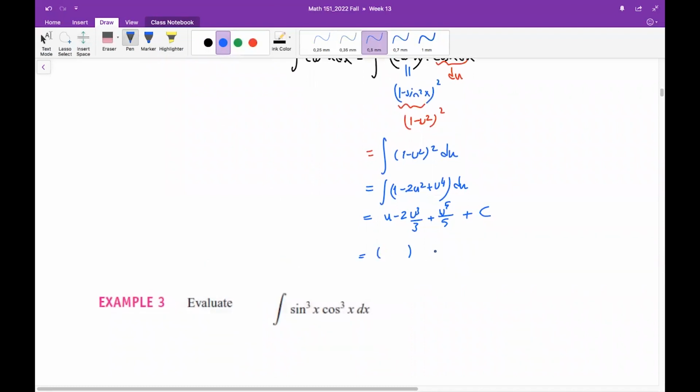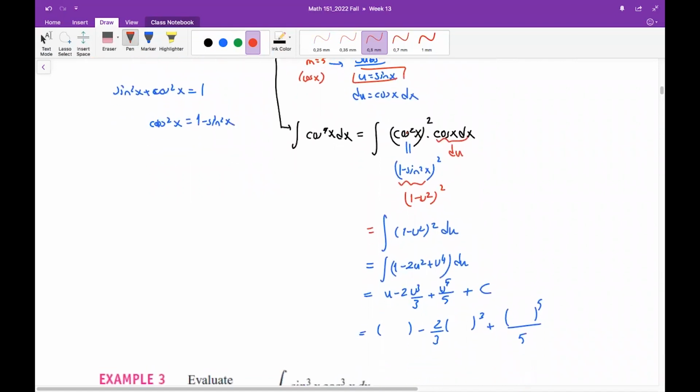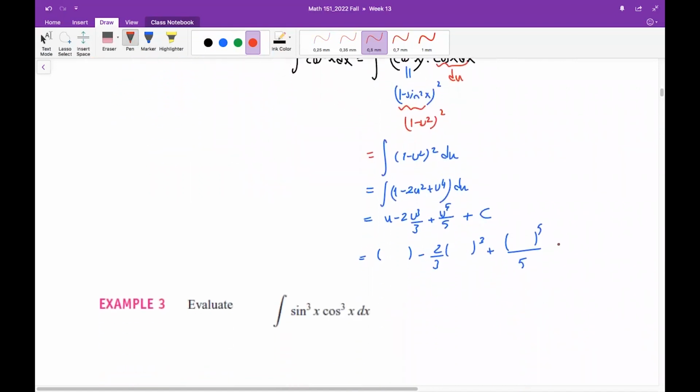You need to turn back to your original variable x. Okay, so I will write what was the substitution. This was our first line, first substitution. I will write sine x for all the u's in this expression. So sine x, sine x, sine x. So back substitution. Okay, this is your result.